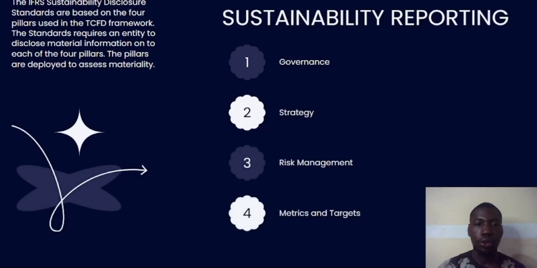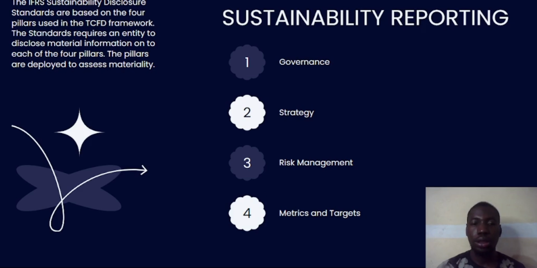Then there are four pillars of sustainability disclosure. The IFRS Sustainability Disclosure Standards are based on the four pillars. These four pillars were gotten from the TCFD framework. So the four pillars are governance, strategy, risk management, and metrics and targets. So the standard requires an entity to disclose material information in relation to each of the four pillars. The pillars are then deployed to assess materiality.